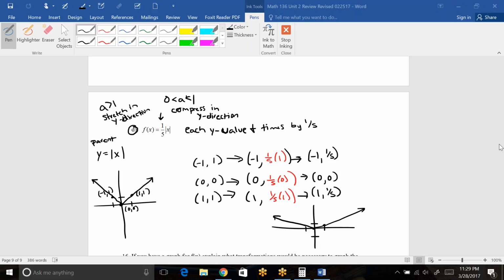And again, if you're freaking out about these or if they make you scared, you can still do this with a table of values. If it asks for a description, obviously you'd still have to know how to write the description of is this been compressed or stretched, but a table of values is still okay.